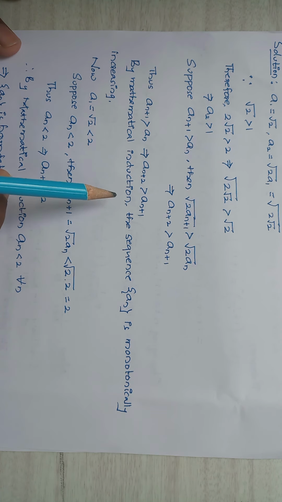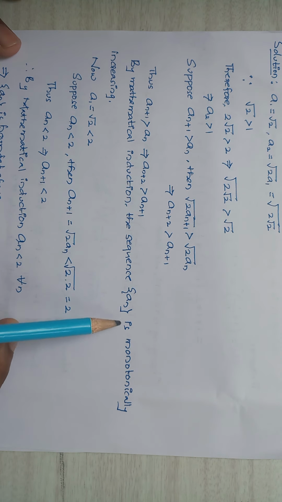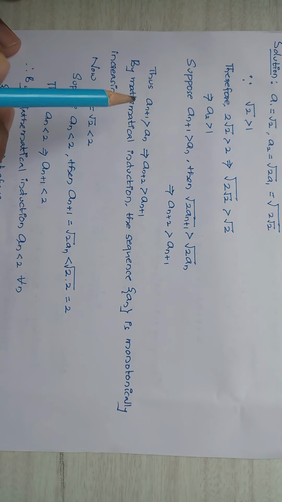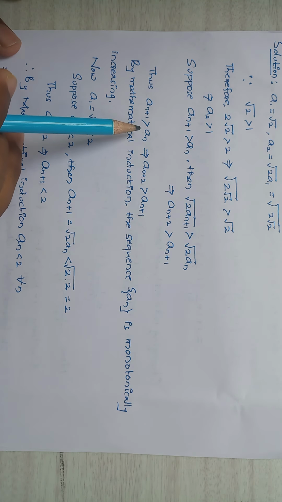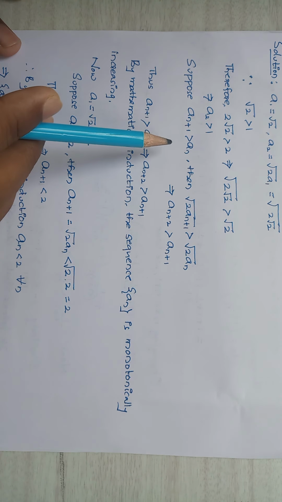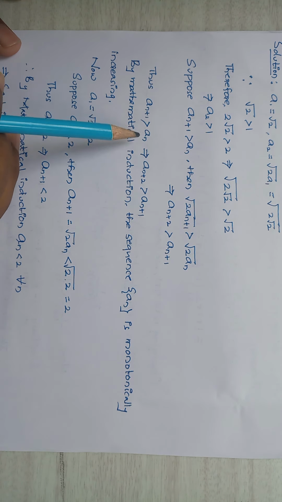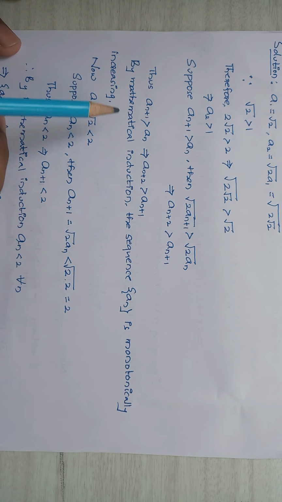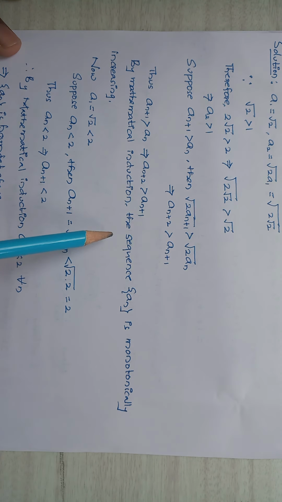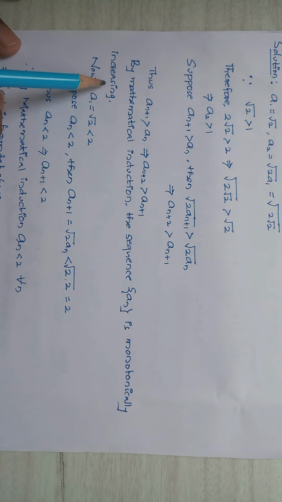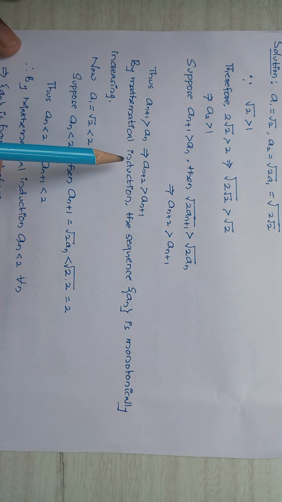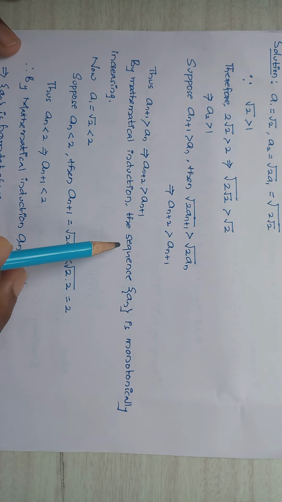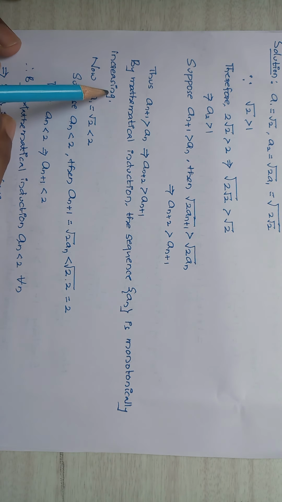So therefore by mathematical induction we can say the sequence an is monotonically increasing, because here a2 is greater than a1, a3 is greater than a2, like that an is greater than an minus 1, an plus 1 is greater than an, and an plus 2 is greater than an plus 1. Therefore by mathematical induction we can say the sequence an is monotonically increasing, because it is satisfying the definition of a monotonically increasing sequence.